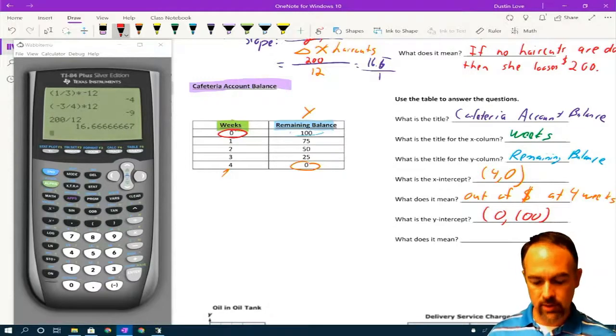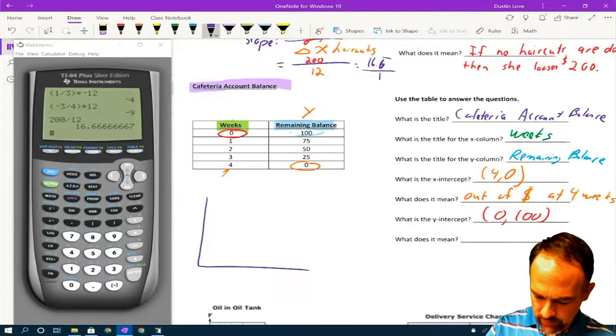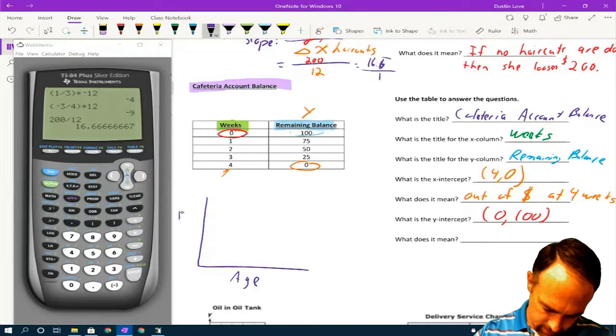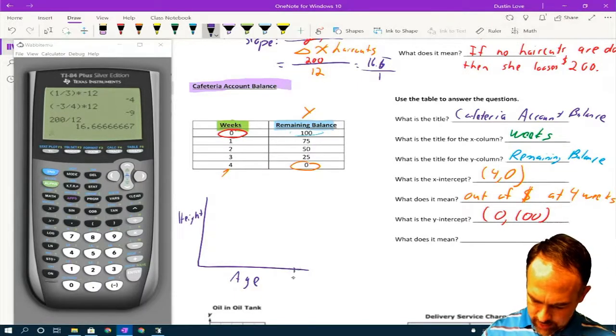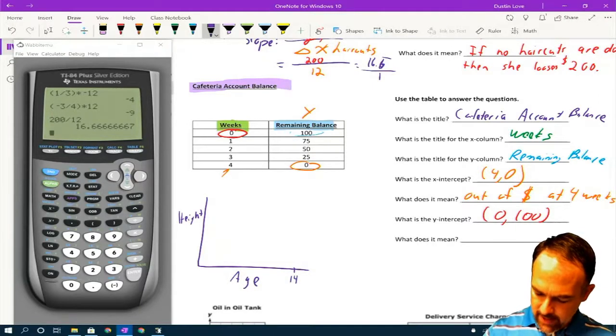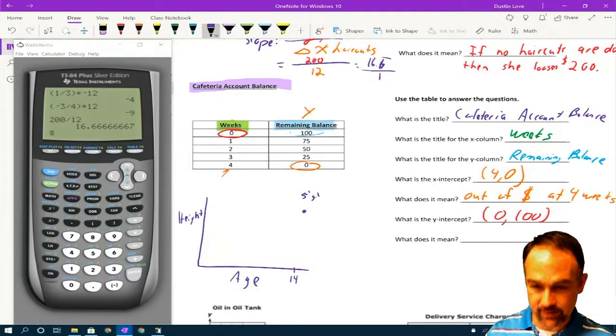Well, let's talk about your age. Let's actually talk about something that I think you all will appreciate. Let's talk about the age of a child and their height. So right now, all of you guys are sitting here right around 13, 14, 15 years old. I'm going to put 14. And let's just say a normal average height for somebody that age. I guess some of y'all are taller, some of y'all are shorter. But right there in the middle would be somewhere around 5 foot 5 inches.